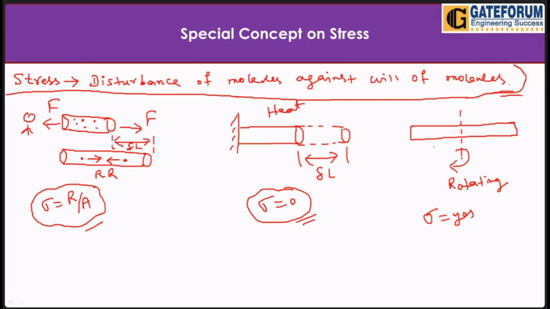Because if rotation is there, all the molecules will be shifted to the outer side because of the centrifugal force. All the molecules shifted to the outer side because of the centrifugal force, and after rotation stops, all the molecules will try to come back to the original position. And when molecules try to come back to the original position, that means definitely there will be some resisting force. Definitely there will be some stress.